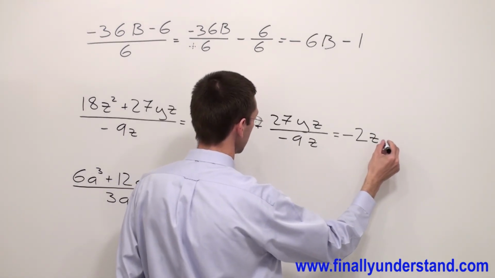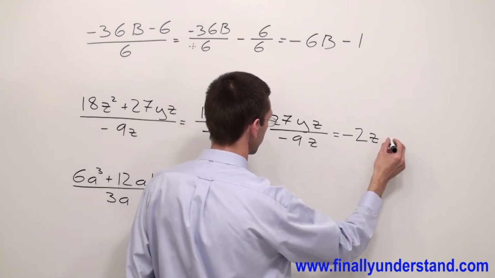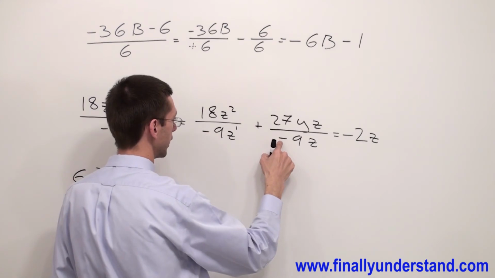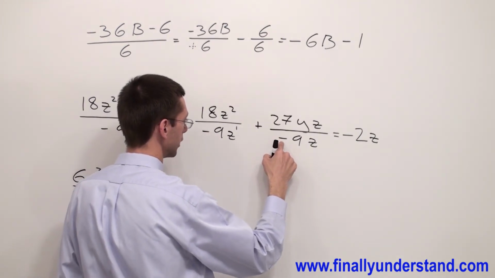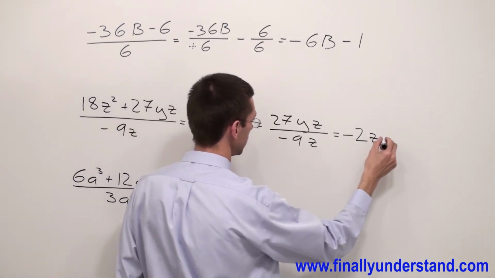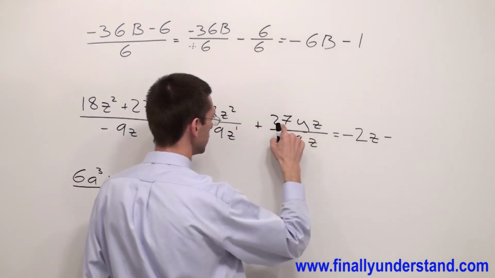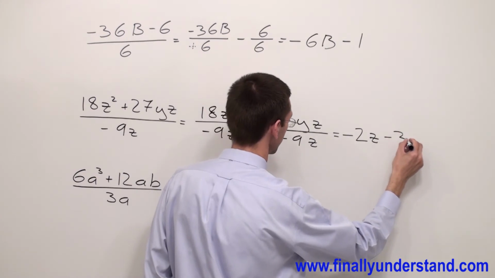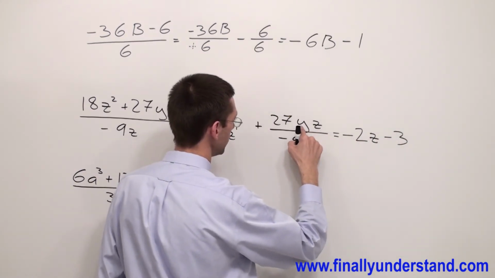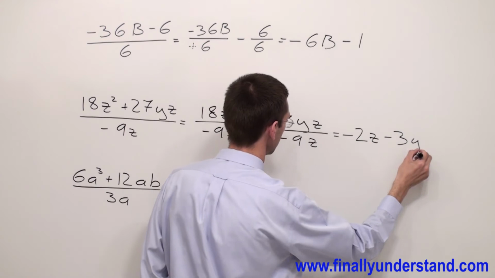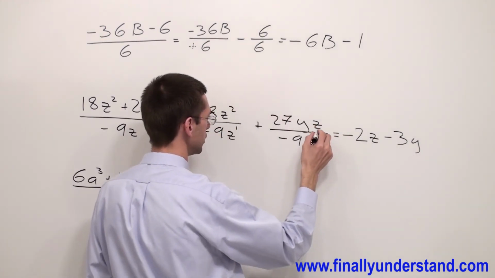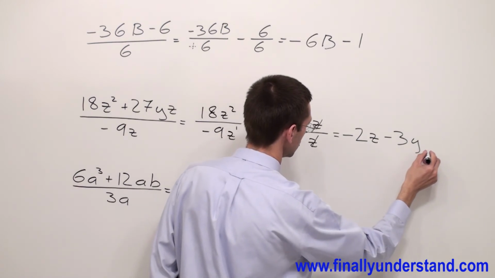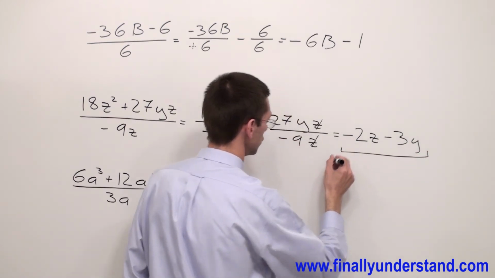Next, you're supposed to realize that we have positive divided by negative. Positive divided by negative gives me negative. 27 divided by 9 is 3. Copy y, and z divided by z is equal to 1. That's why I'm going to cancel them out. And basically, this is the solution to my problem.